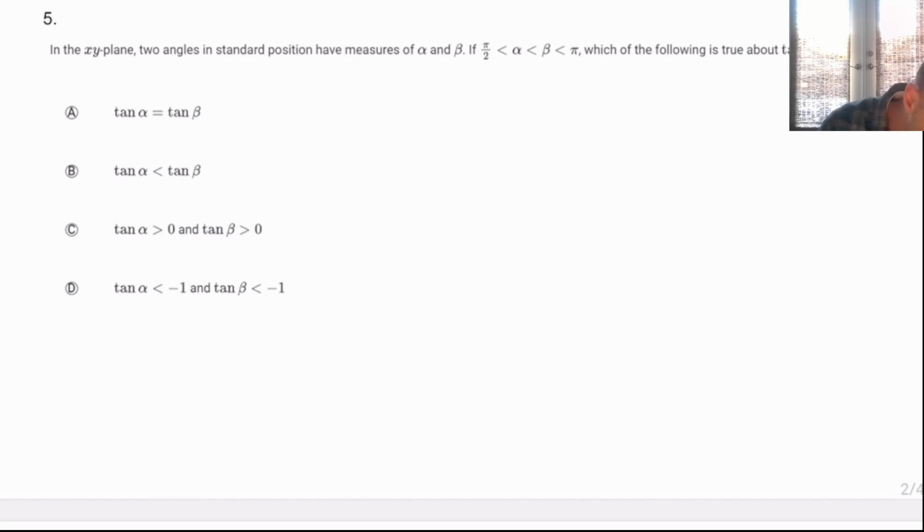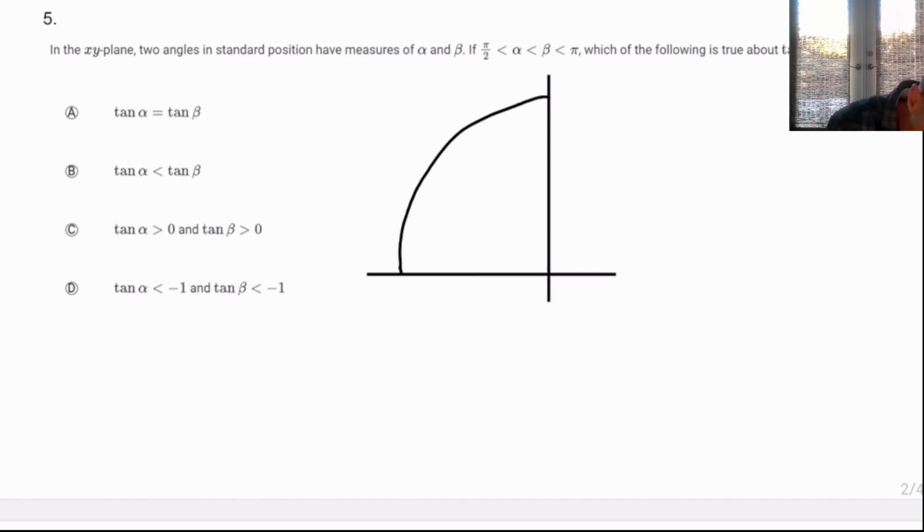All right, the next one has two angles in standard position, alpha and beta. Alpha and beta are both between pi over 2 and pi, so that means second quadrant. I'll draw that for you. I'll draw myself a quarter circle, and hopefully, yep, that worked out. And then I'm going to label pi over 2 and pi.